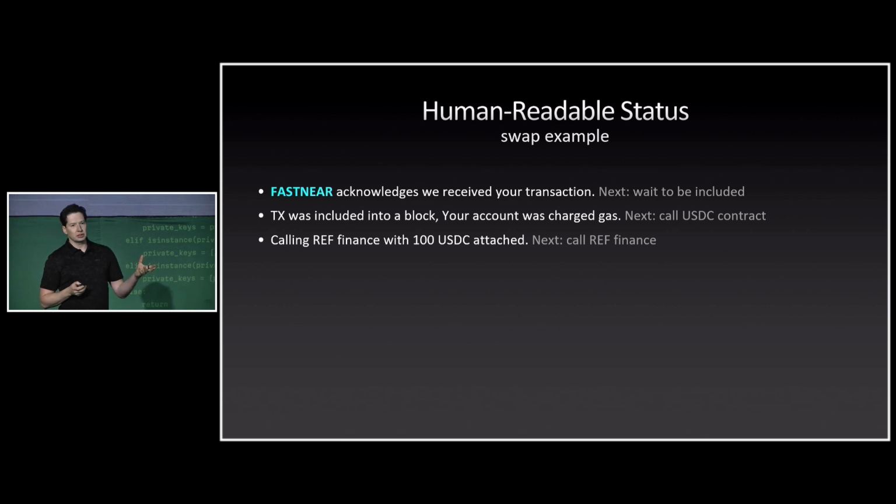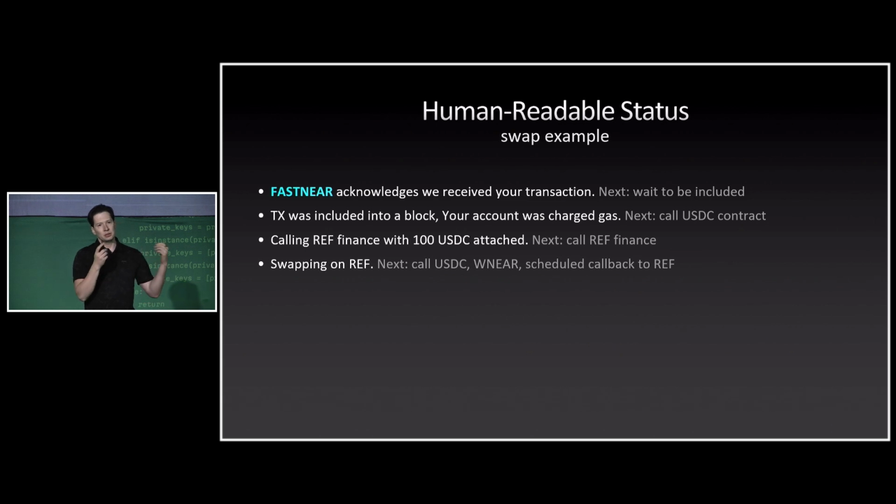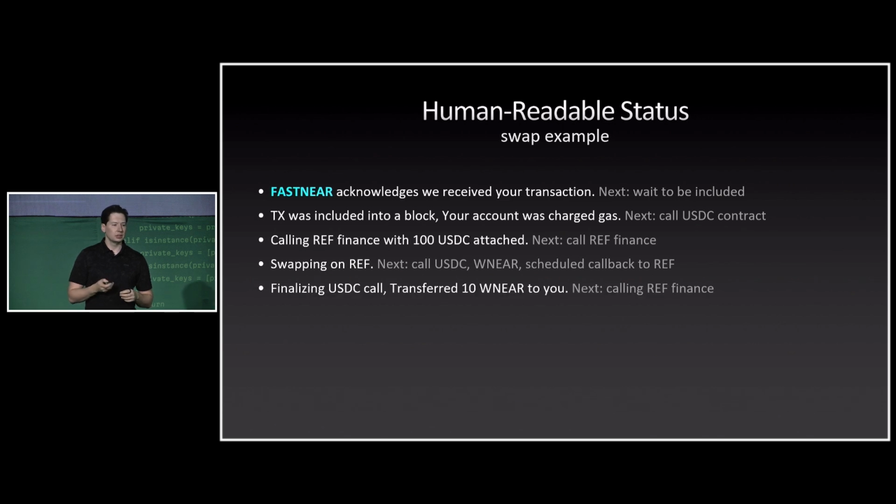When we call the USDC contract, we can understand what's happening, and we can say, all right, we just charged 100 USDC from your account, and now we're going to call Ref Finance. Now we swapped on Ref Finance, and we know what's going to happen next because we know the receipts coming out of this execution. One of them is we're going to call USDC. We're going to call, for example, FastNEAR, and we're going to schedule a callback back to Ref. Then we finalize the USDC call, and in parallel we transfer the token, FastNEAR, from Ref Finance. And next we're going to call Ref with the callback.